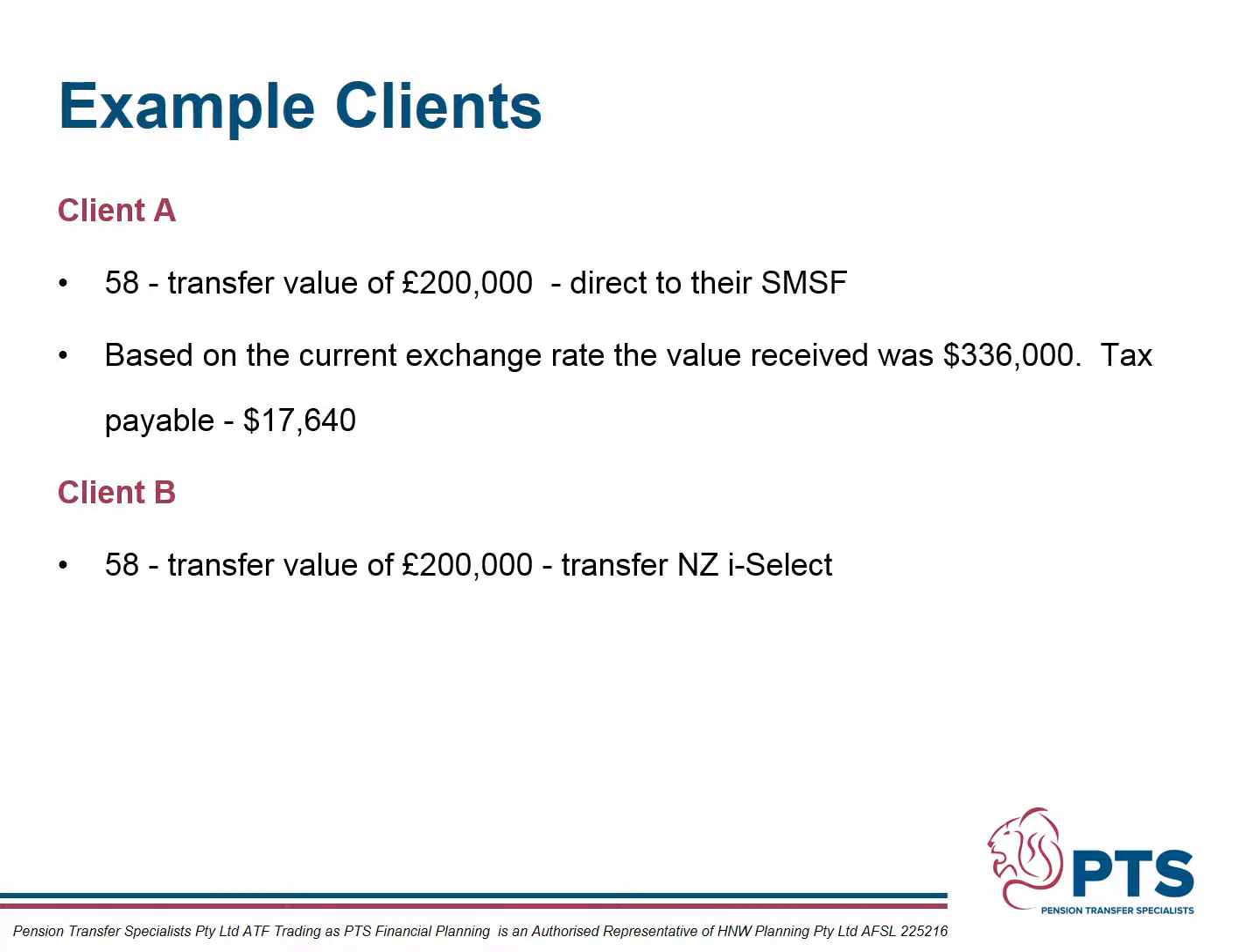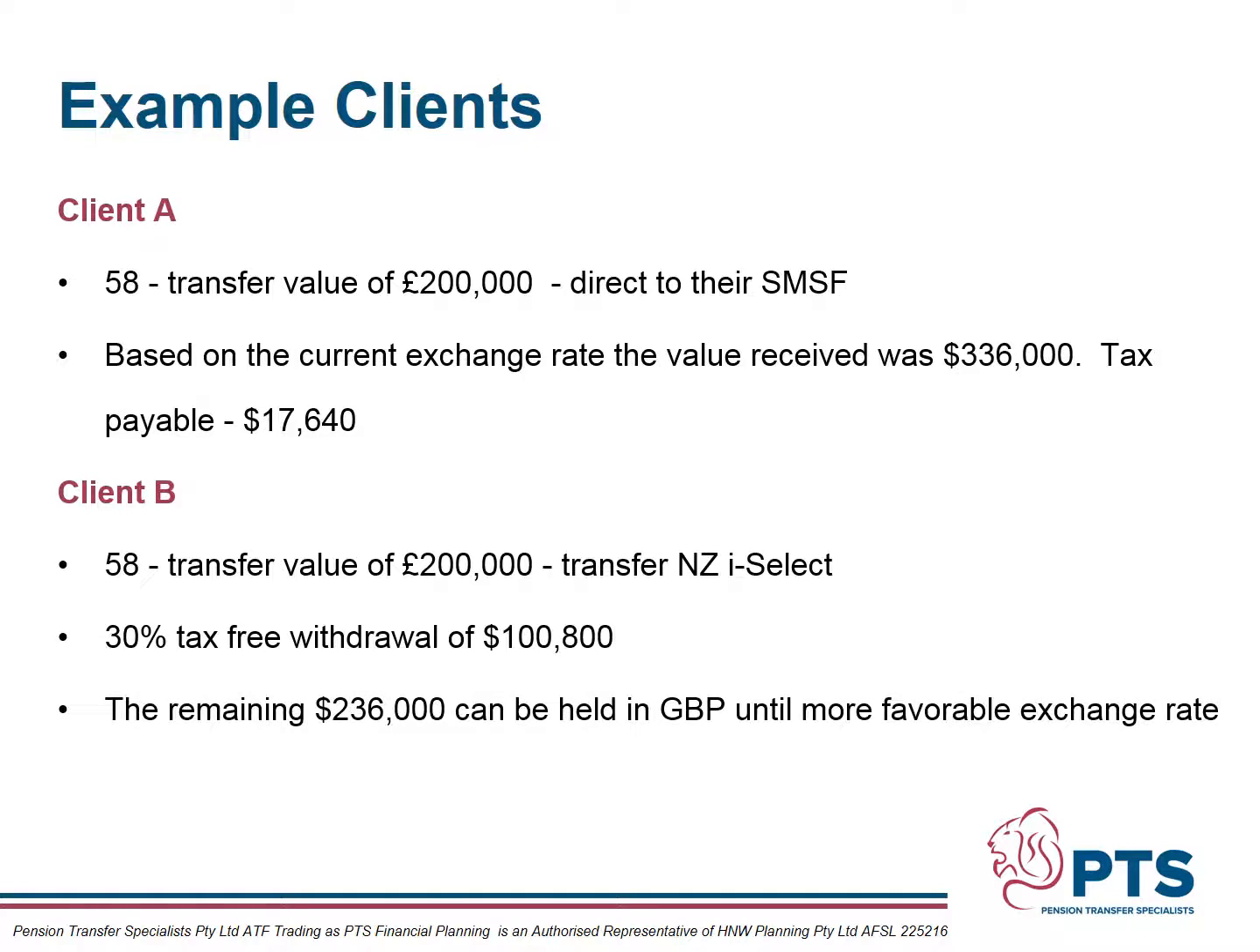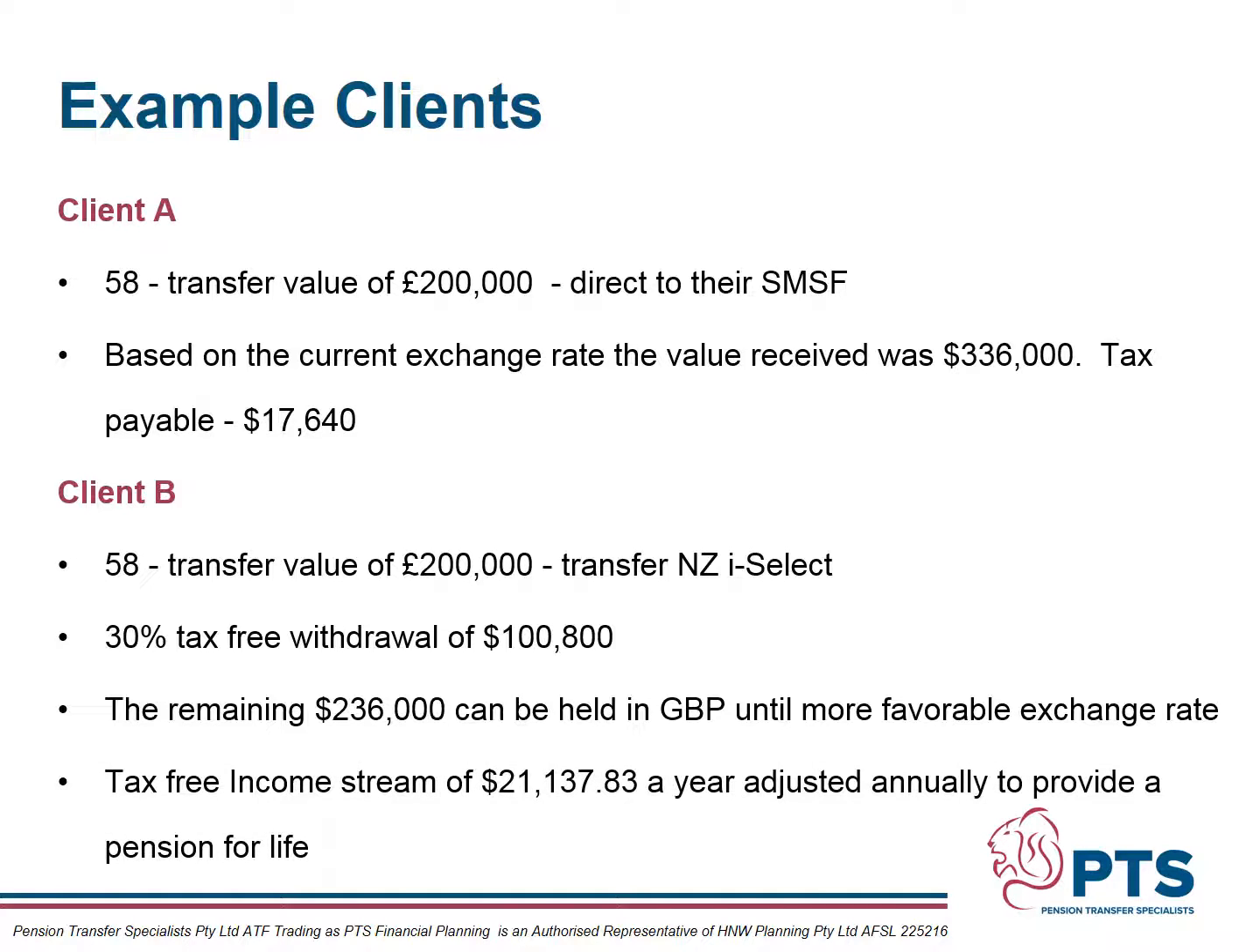If the client was to transfer direct to his New Zealand iSelect, there would immediately be a 30% tax-free withdrawal, and the remainder can be held in pounds sterling until a more favourable exchange rate occurs. He can then withdraw a tax-free income stream, which will be adjusted annually to provide a pension for life.